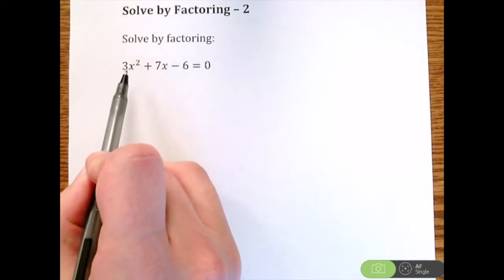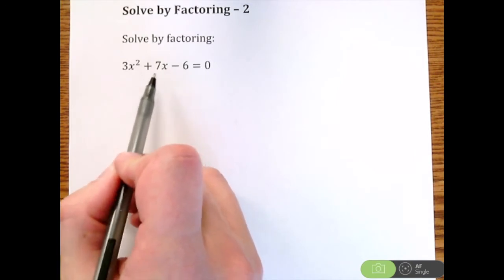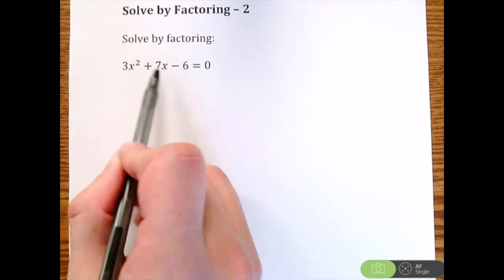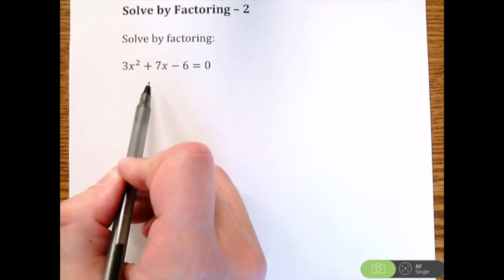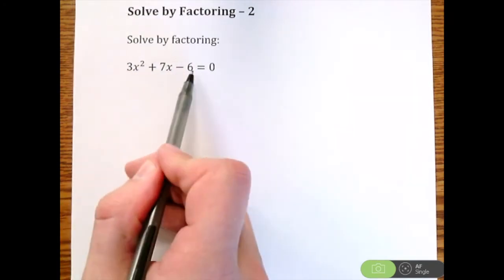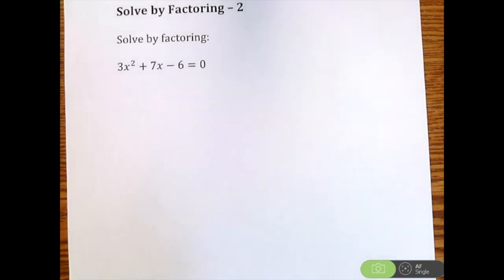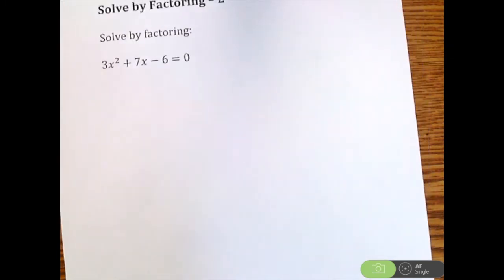But if we tried to do that, 3 divided by 3 works out, but 7 divided by 3 is not going to work out. We're going to get a fraction or a decimal. Either way, it's not going to be helpful to us. So when we can't divide everything by 3, we're going to have to do what I call the box method of factoring.